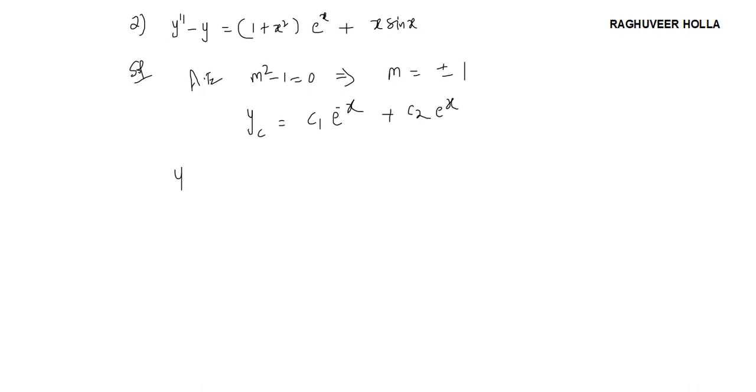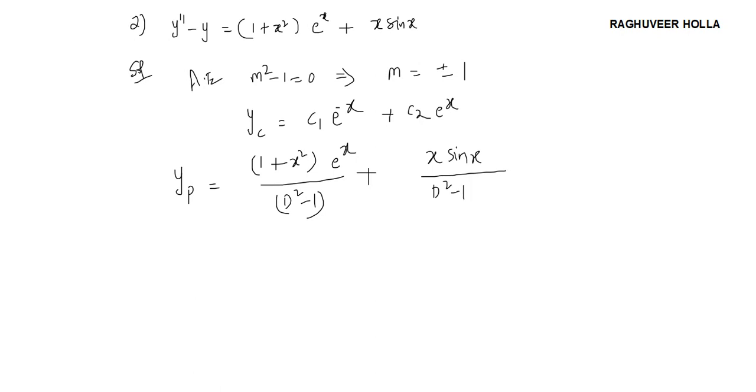Now let us find what is yp here. So yp being 1 plus x square multiplied by e to the power of x divided by D square minus 1. Again we have the two particular integrals here, x sine x divided by D square minus 1. Fine. Now let us consider this as P1 and this as P2.